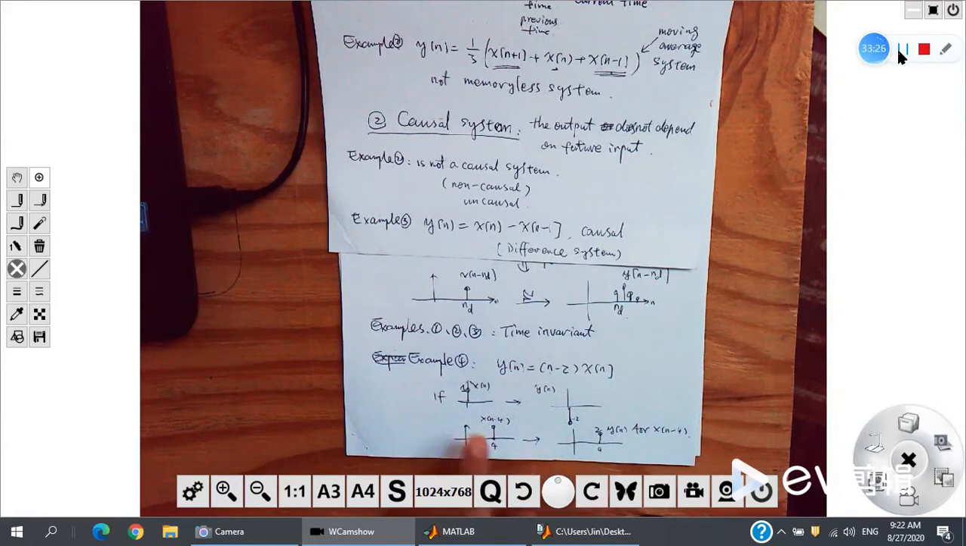Yeah, you can always check time invariance by this kind of thing. You just use the impulse as input. This is the unit impulse, right? You check what the output is, and you shift and check what the output is. If these two have the same waveform, then it is time invariant. Otherwise, it is time variant.